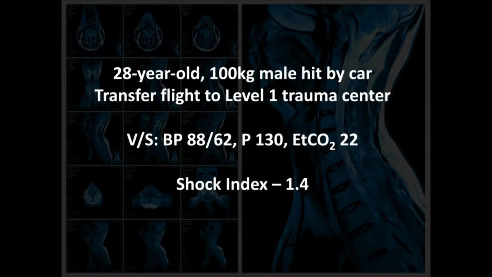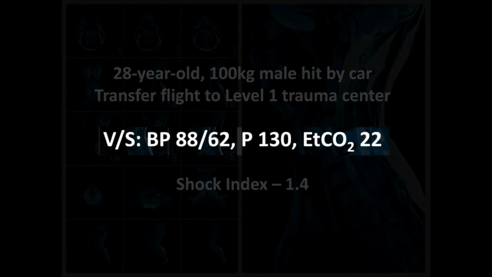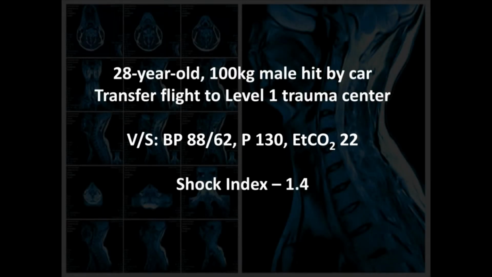Let's start off with a case. We have a 28-year-old male, 100 kilos, hit by a car. You're called to transfer this patient by helicopter to a level 1 trauma center. Current vitals when you arrive: you have a blood pressure of 88/62, a pulse of 130, and an end-tidal CO2 of 22. And we calculate a shock index, and we have a shock index of 1.4.